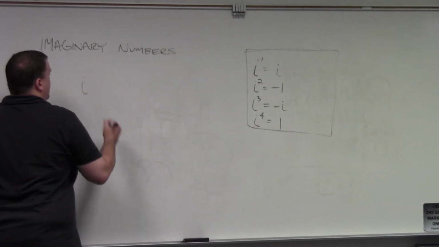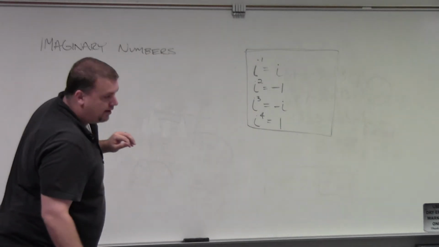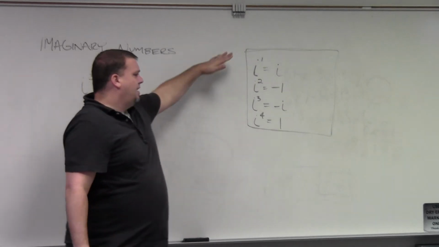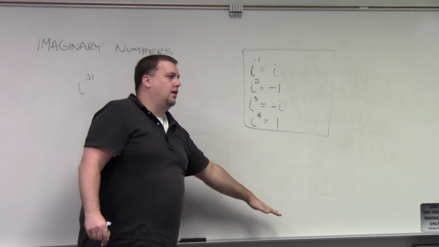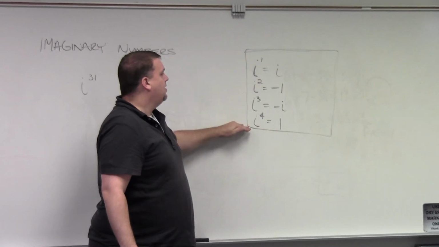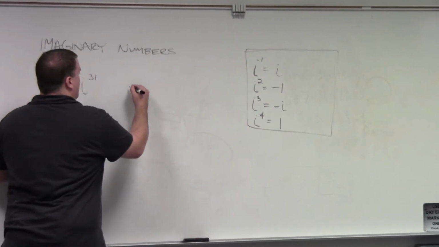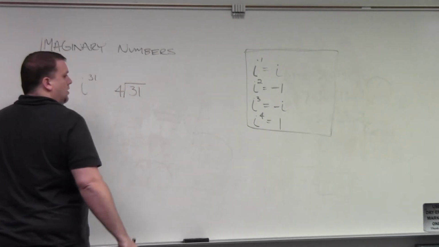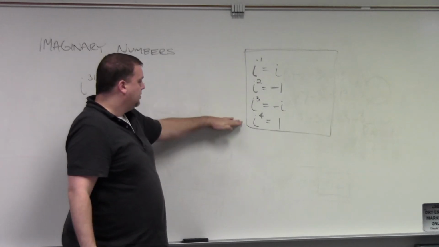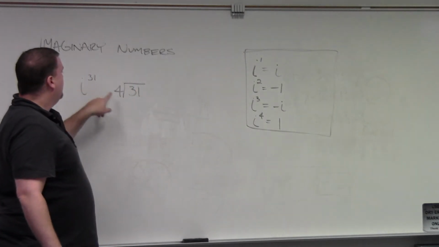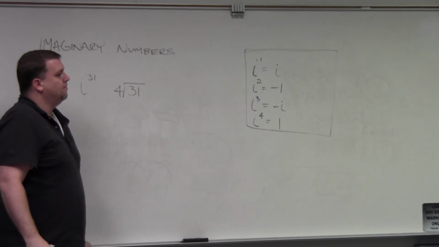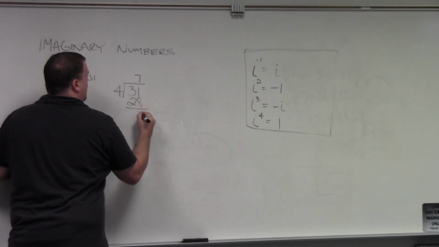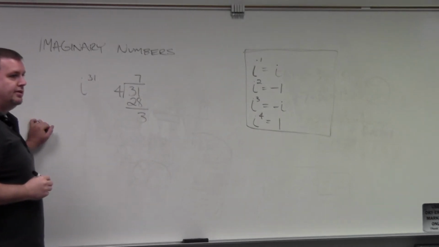So let's say you were given a problem that says, I need to know what i to the 31st power is. Well, I don't want to write out 31 powers of i and figure out what it is. Let's use this pattern to figure it out. What's 31 divided by 4? We're only interested in 4 powers. So let's take this power and divide it by 4 and see what happens. 7 with a remainder of 3. 7 times 4 is 28. And I get a remainder of 3, correct? Does everybody agree with that?